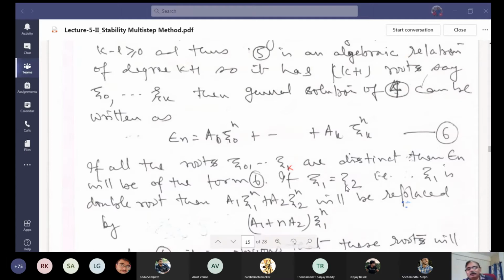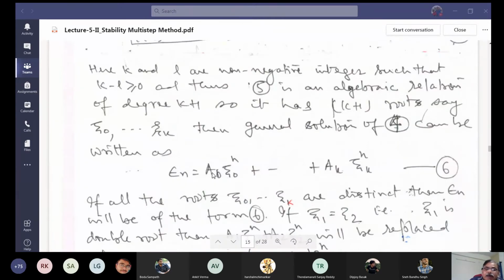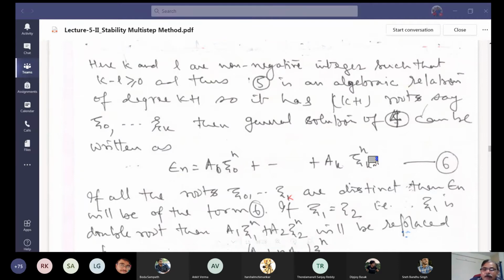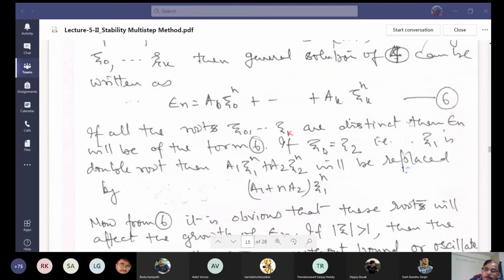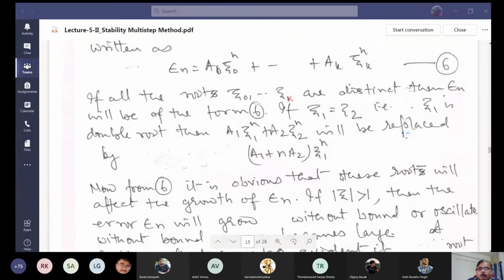Anyway, if the roots are distinct, then its solution will be epsilon n equal to a0 xi0 to the power n, and so on up to ak xi k to the power n. If they are not distinct, let us say xi1 is the same as xi2. In that case, instead of a1 xi1 to the power n plus a2 xi to the power n, we write a1 plus n times a2, times xi1 to the power n. Is that right? Yes. Okay. Now the question comes.